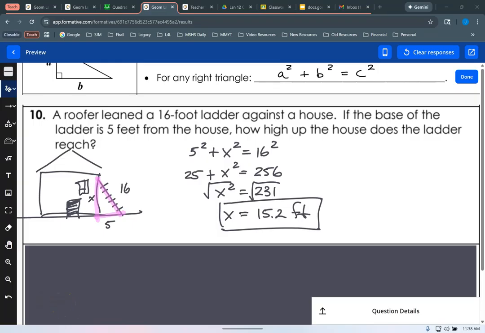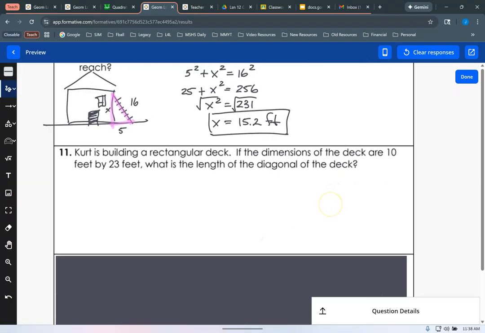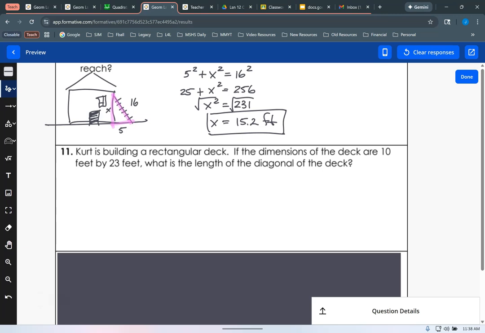Let's take a look at our next question. Kurt is building a rectangular deck. If the dimensions of the deck are 10 feet by 23 feet, what is the diagonal of the deck? Okay, so it's rectangular, so that's pretty easy. So maybe something like this. I'll make it sort of deck-looking-ish. Kind of deckish looking. Like something like that.